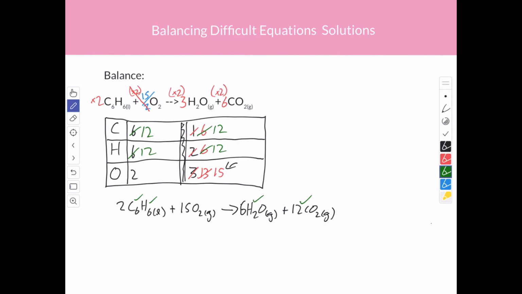Now our oxygens. 15 times 2 is 30. Do I have 30 on this side? Well, 6 oxygens from the water, and then 12 times 2 is 24. So 24 and 6 is 30. Looks like it worked. So it just demonstrates how this process does work. Let's go to the next one and see how we did.